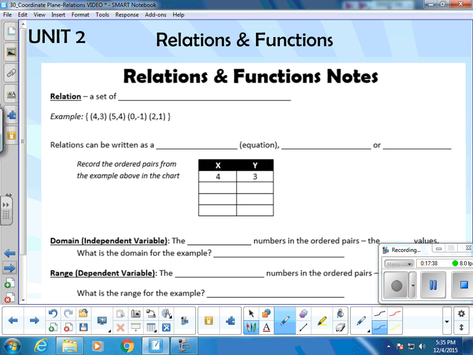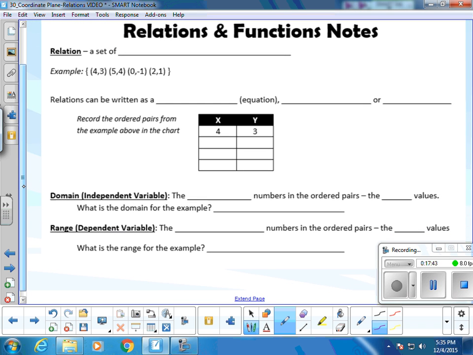Okay, so if you turn to your next page on page 21, we're just going to go over page 21, do the notes, and then we'll come back and reiterate what we talked about on the notes. So a relation is just simply a fancy word for a set of ordered pairs. And remember, an ordered pair is just simply a set of parentheses with an x-coordinate and a y-coordinate. So if we look at this example, this is a relation.